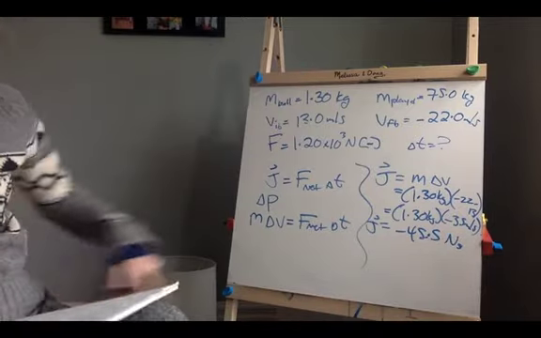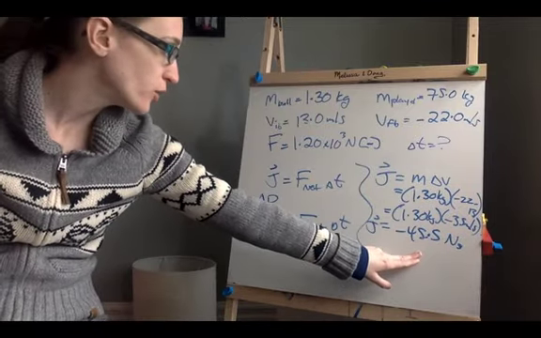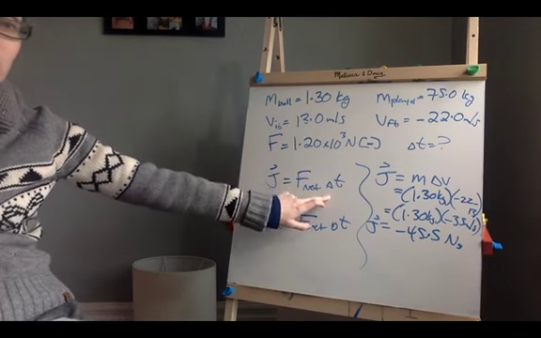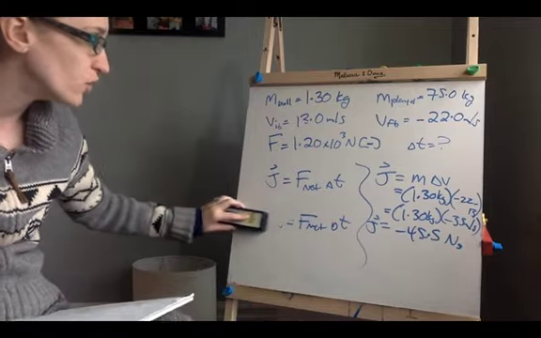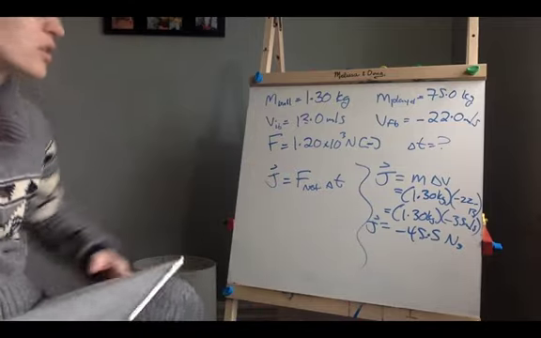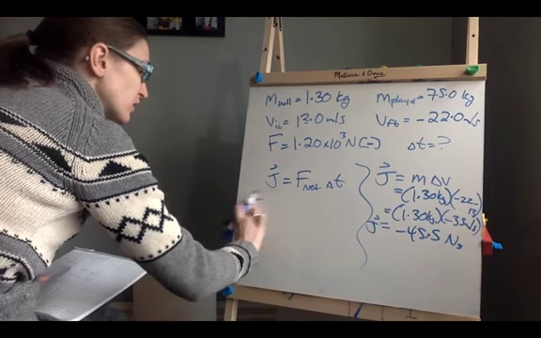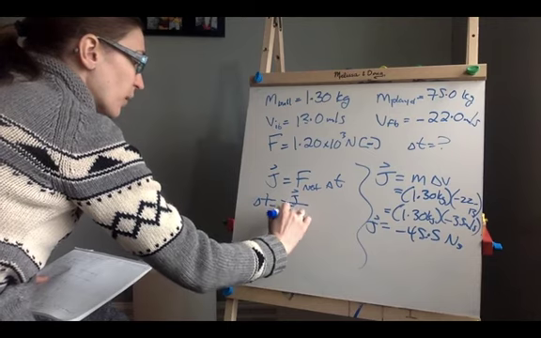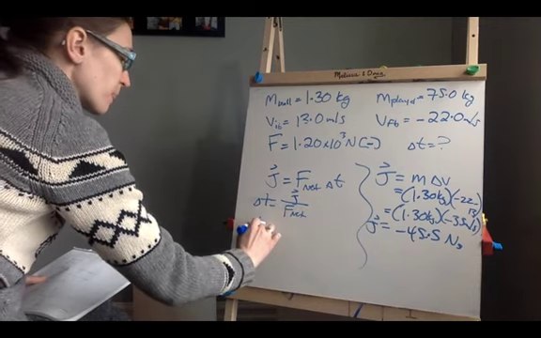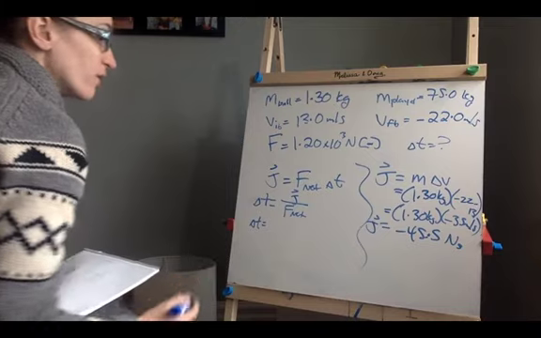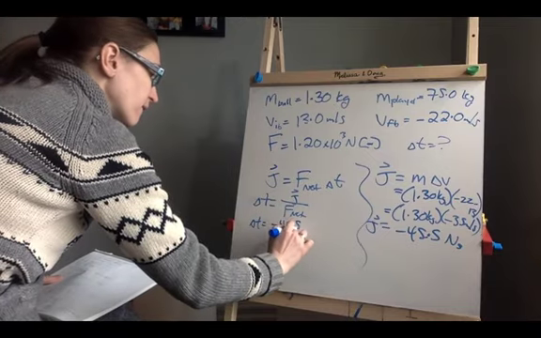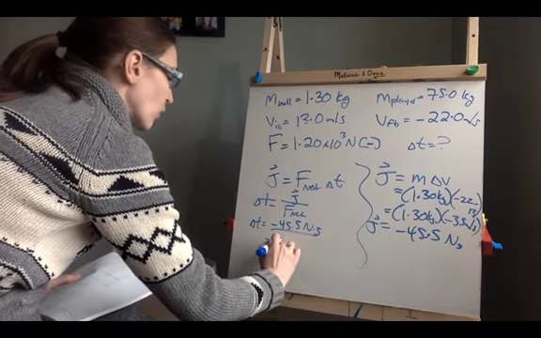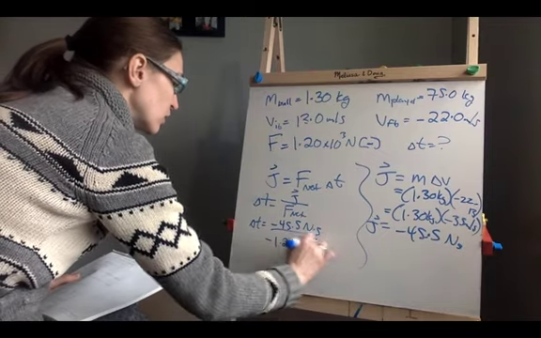Okay? Now that you have that value for impulse, you can use it back in this equation here to solve for your delta t. So you've got a value of impulse, you have the force, you're solving for delta t, so your delta t is just going to equal your impulse divided by your force. Your impulse was negative 45.5 newton seconds, and your force applied was a negative 1.20 times 10 cubed newtons.